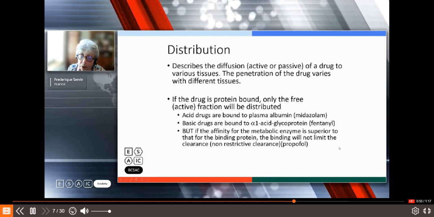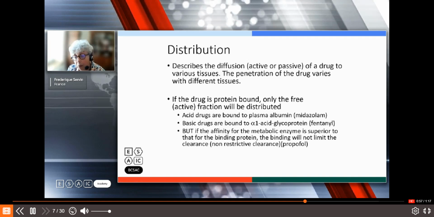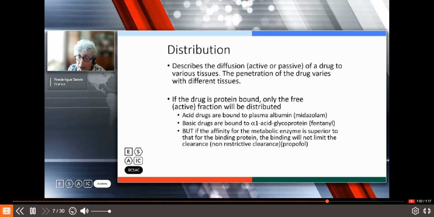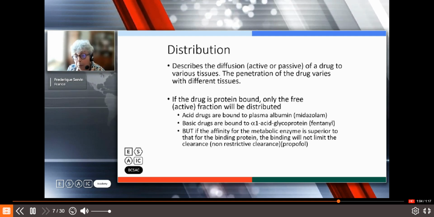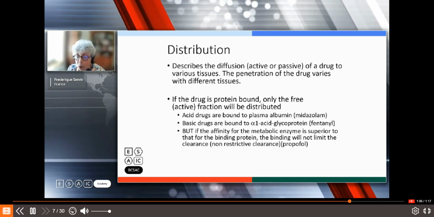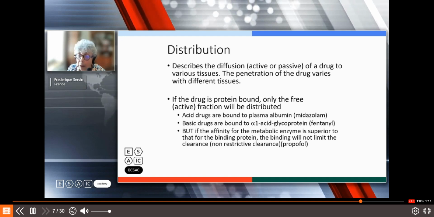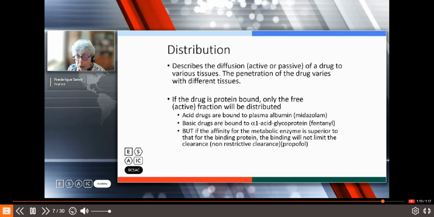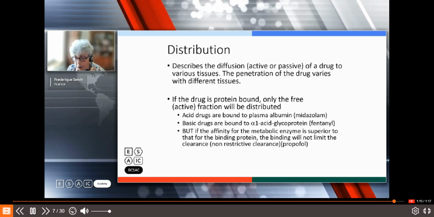Another important point is that if the affinity for the metabolic enzyme is superior to that for the binding protein, the drug will be displaced from this protein to the metabolic enzyme, and the binding will not limit the clearance. This is called non-restrictive clearance, and a good example is propofol.